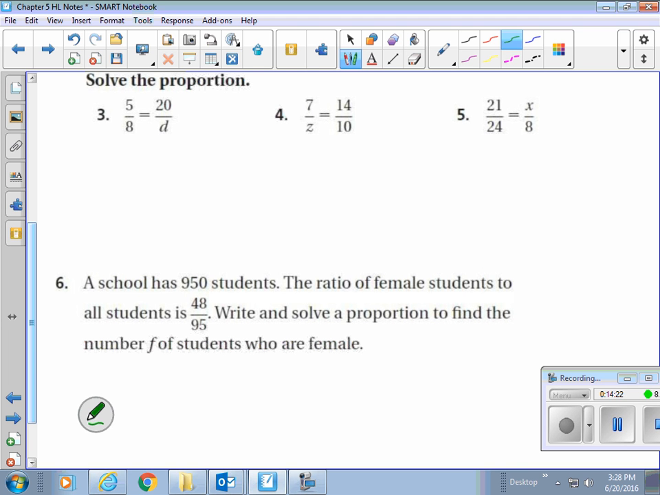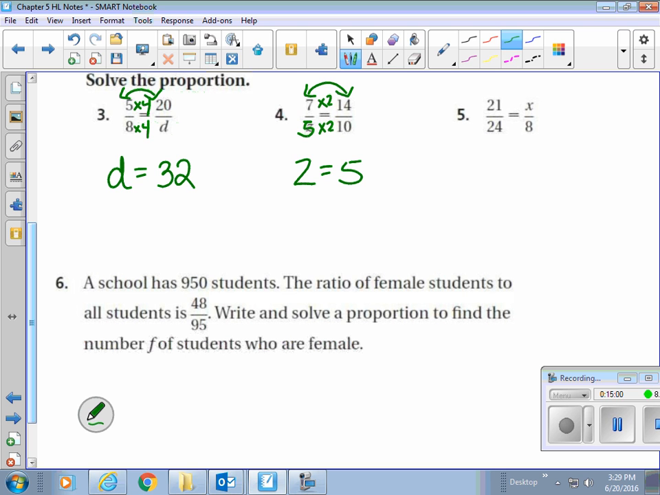In number 3, the relationship I see, how do I get from 5 to 20? You multiply by 4. Therefore, you're going to do 8 times 4 to get d equal to 32. In number 4, my relationship from 7 to 14 is to multiply by 2. So z times 2 is 10. Well, what can I multiply by 2 to get to 10? That would have to be 5. If I plug a 5 in here, 5 times 2 is 10.